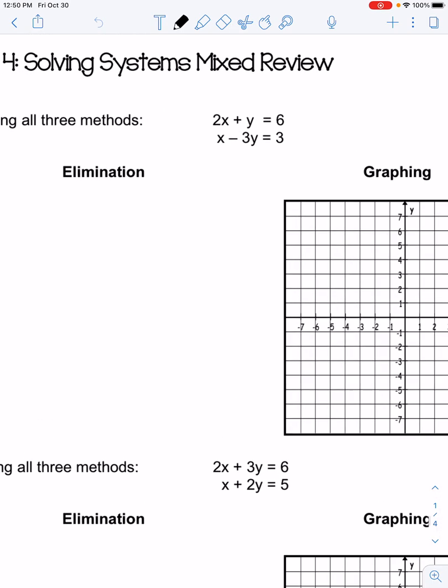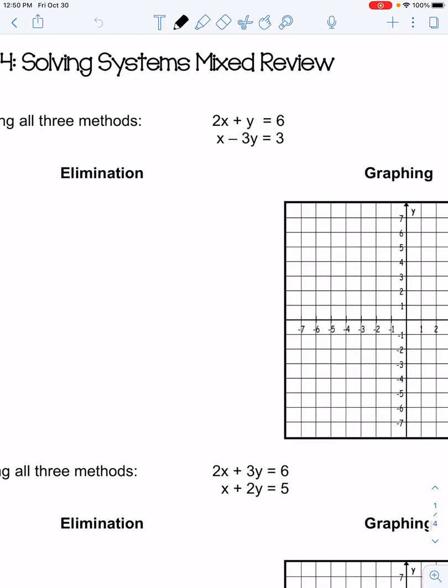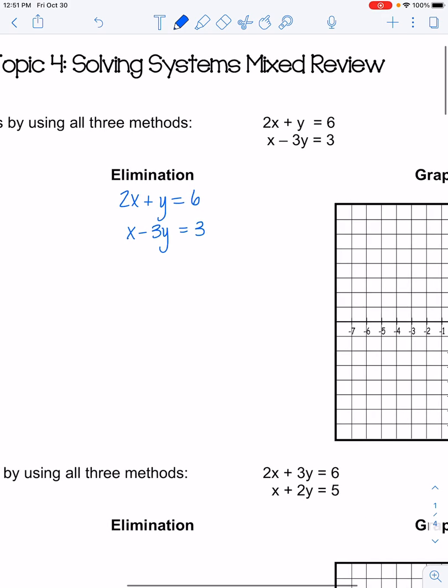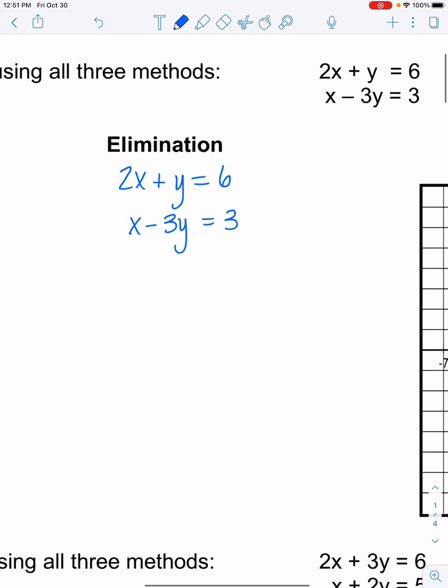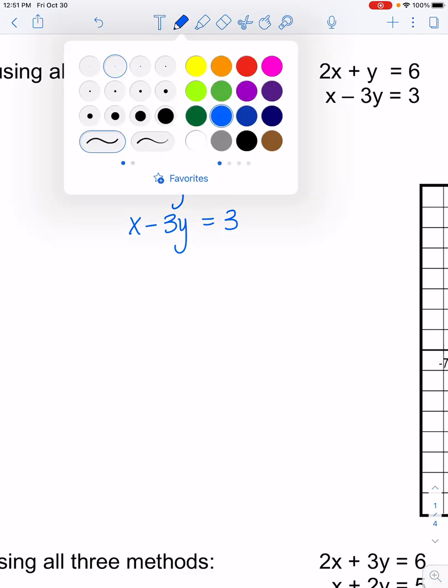When I look at this system, I'm going to just try to see what would be the easiest method to use first. I notice that there's no variable that's isolated on its own, so I'm thinking substitution may not be the easiest. They're not solved for y equals mx plus b, so I'm not going to go with graphing. I think I'm going to start with elimination. Now, it doesn't really matter. You could start with the hardest method first. But I do know that these are already in standard form, and then it'll be a pretty quick process to get them to have the same coefficients with opposite signs.